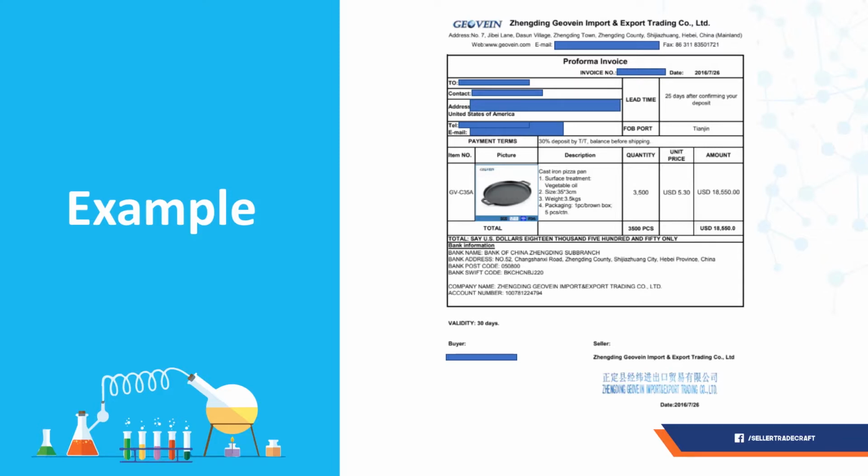You'll sometimes see the PI is only valid for a certain amount of days, which they refer to as validity. You'll see that towards the bottom next to the company stamp as well.